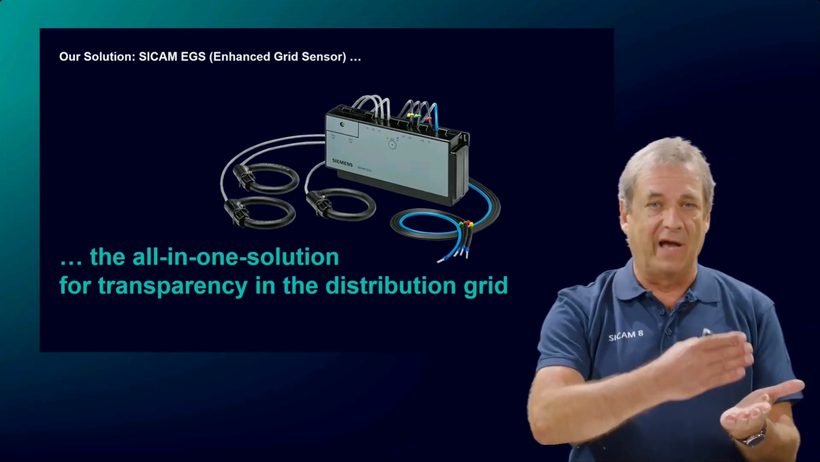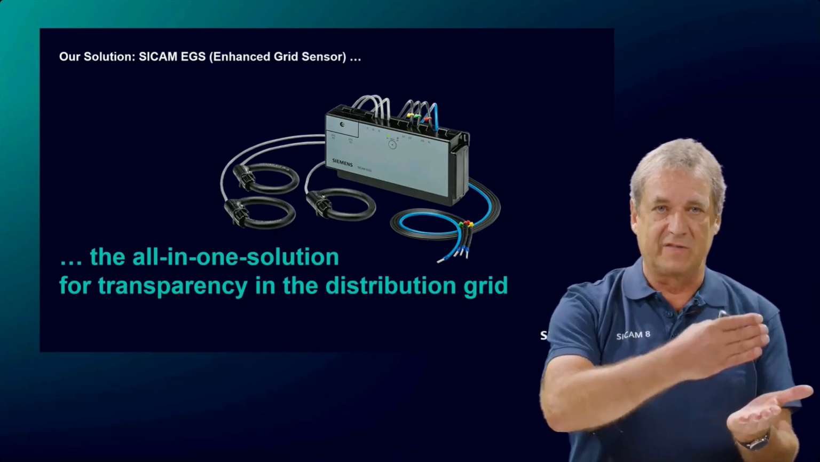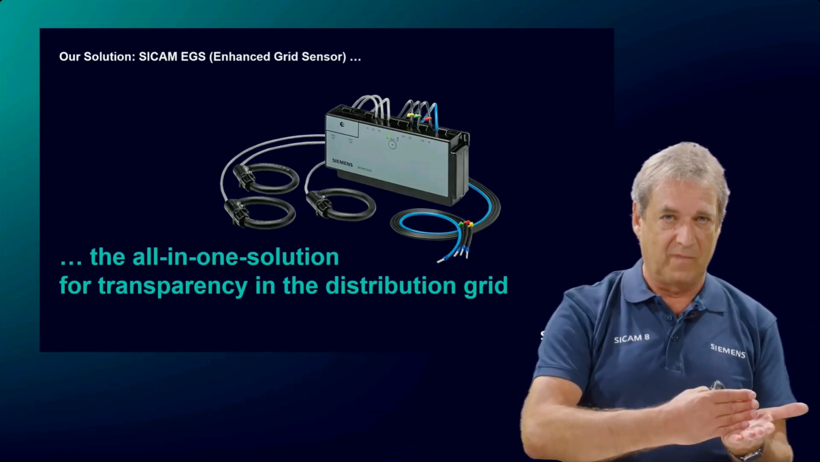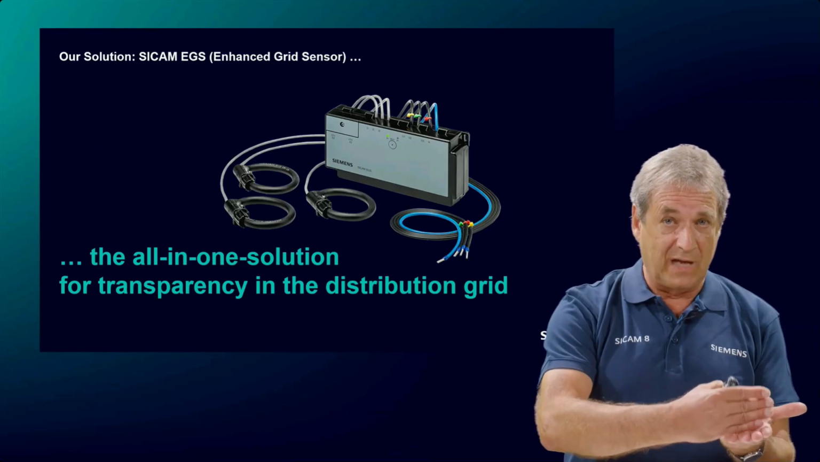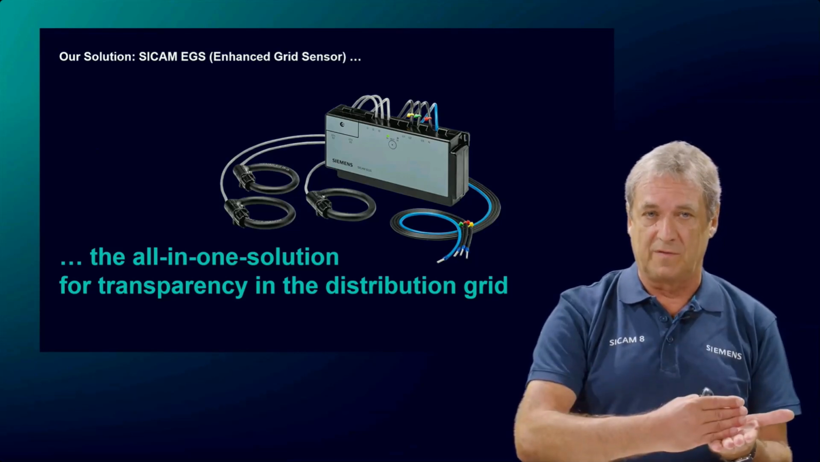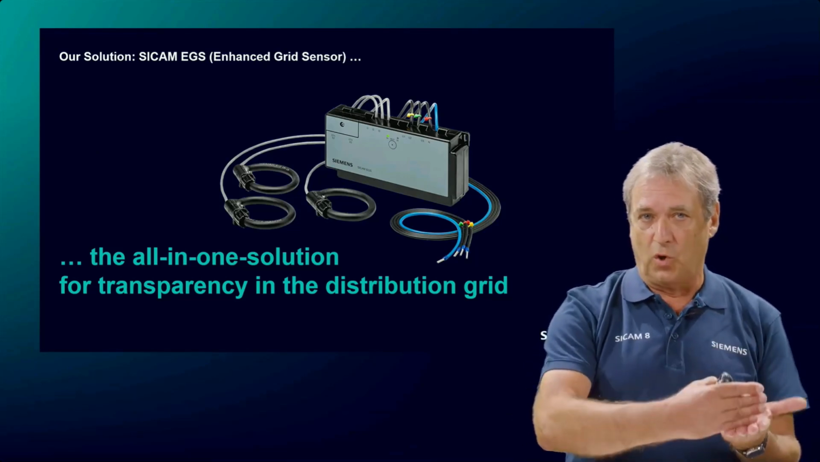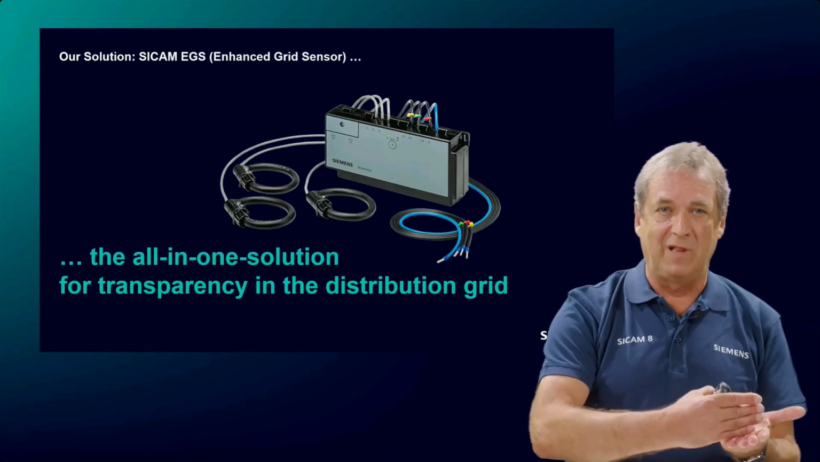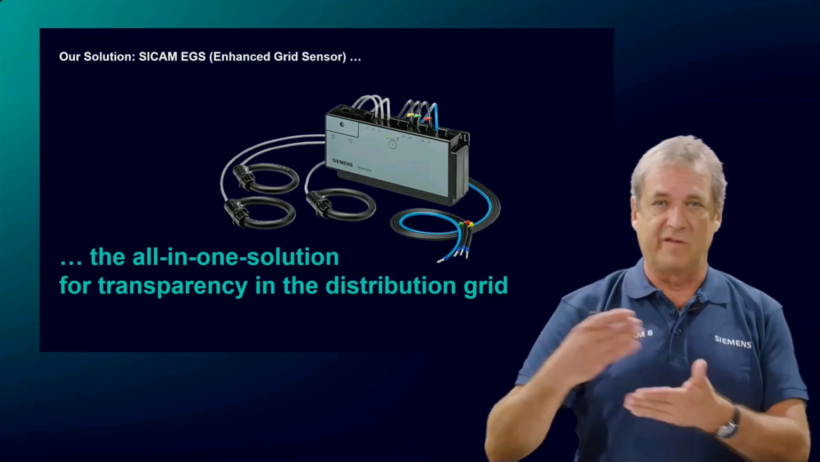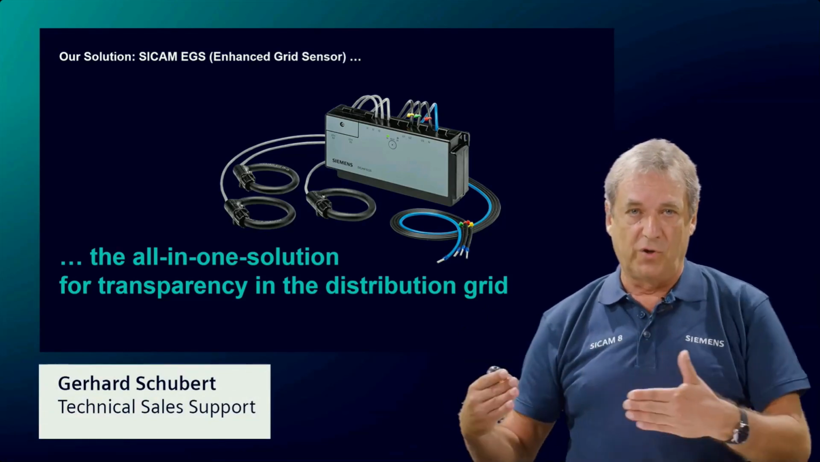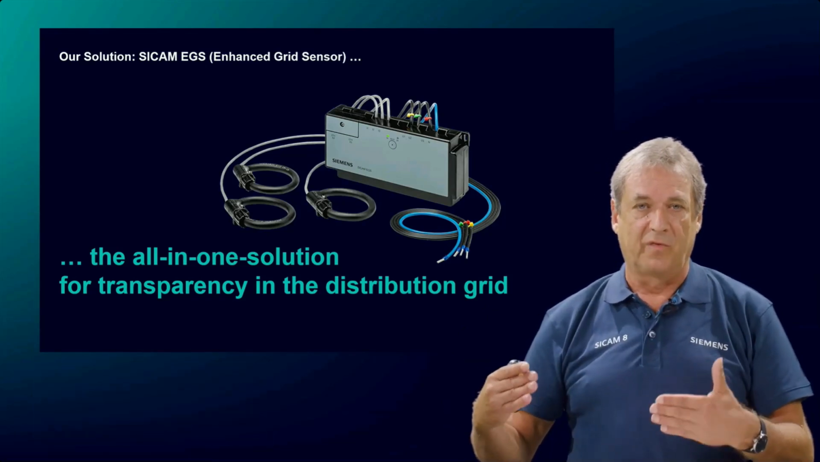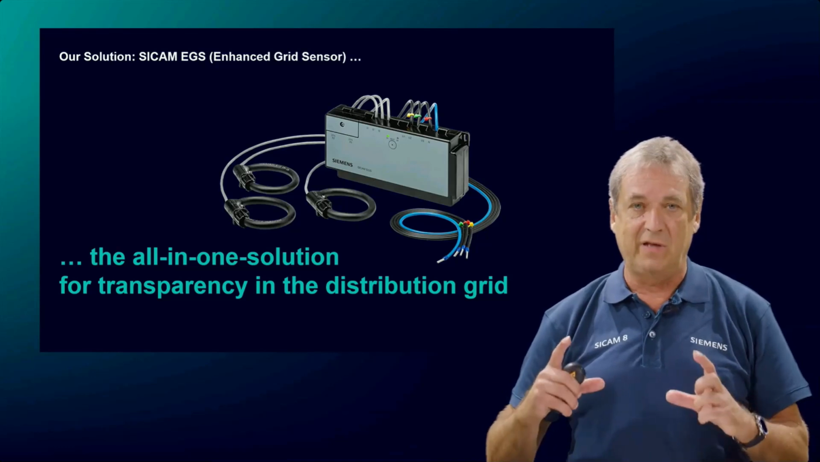For the acquisition of currents, SICAM EGS provides 3 Rogowski coils. Also, depending on the project, SICAM EGS comes with 2 different versions. One version with 1 meter cable length to the Rogowski coils, and a second version with 3 meter lengths. For both versions, the coil diameter of the Rogowski coil is 70 centimeters.